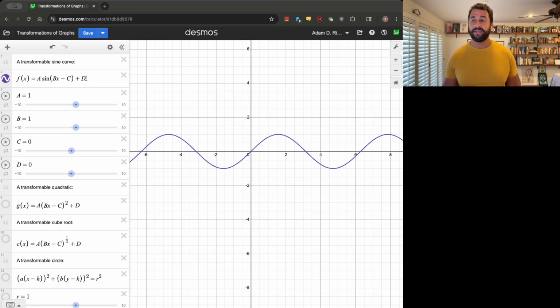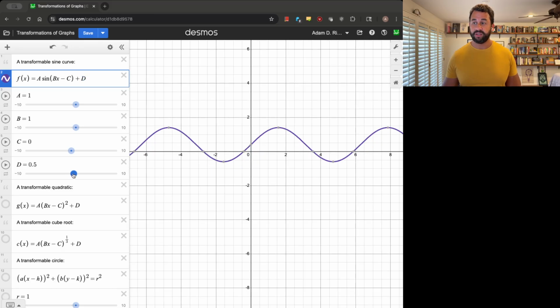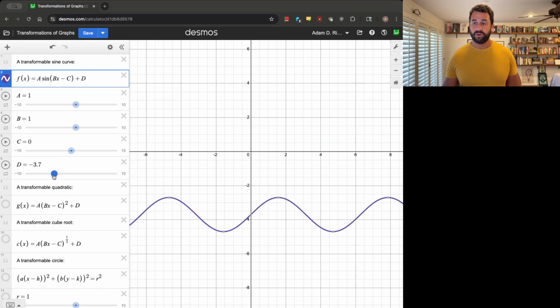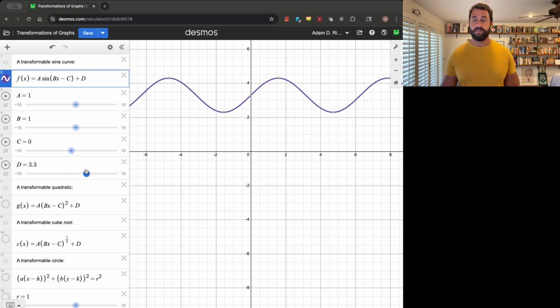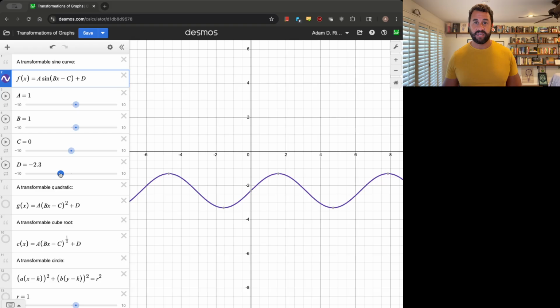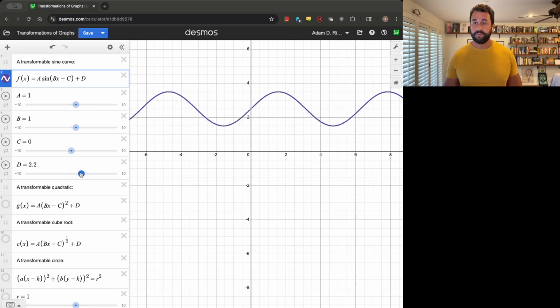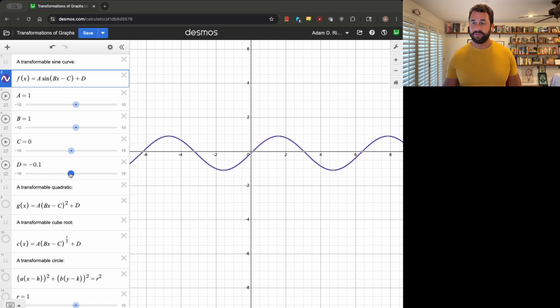First one I'm going to manipulate is D. Notice that this is being added after the function is applied. So we're going to get a vertical transformation. And remember, this type of vertical transformation gives you a shift, right? If D is positive, it shifts up. If D is negative, it shifts down, just like so. Okay, let me set D back to 0.